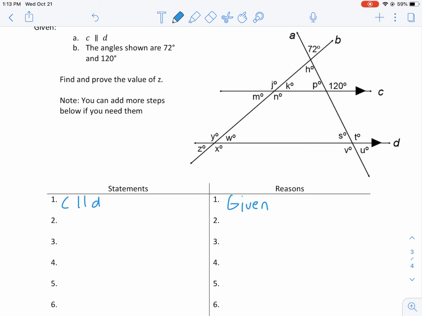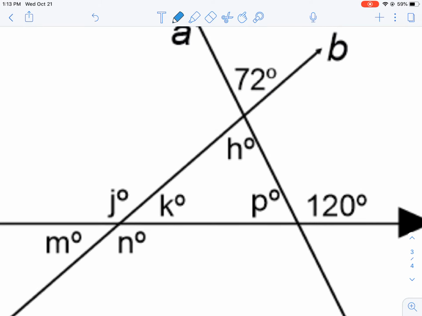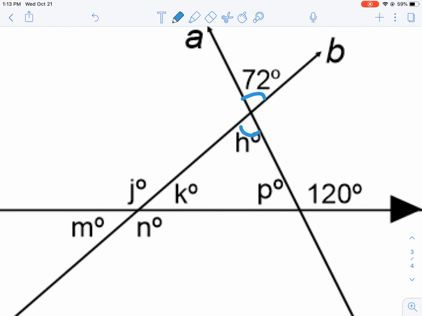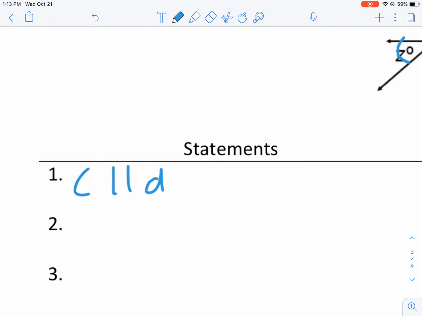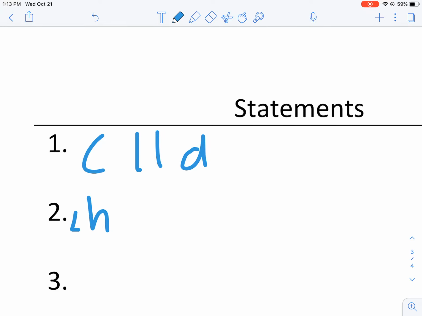We're trying to prove the value of Z, though. Where's Z? All the way over here. So somehow we have to get from all the way up here to all the way over there. So what I would recommend is just start writing down what you know, okay? Everything that you know. So if that's 72, I know H is 72. All right, so I'm gonna write H equals 72 degrees, angle H.